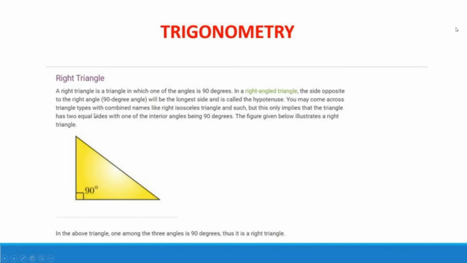You may come across triangle types with combined names like right isosceles triangle and such, but this only implies that the triangle has two equal sides with one of the interior angles being 90 degrees. The figure given below illustrates a right triangle, and this is 90 degrees. In the above triangle, one among the three angles is 90 degrees, thus it is a right triangle.